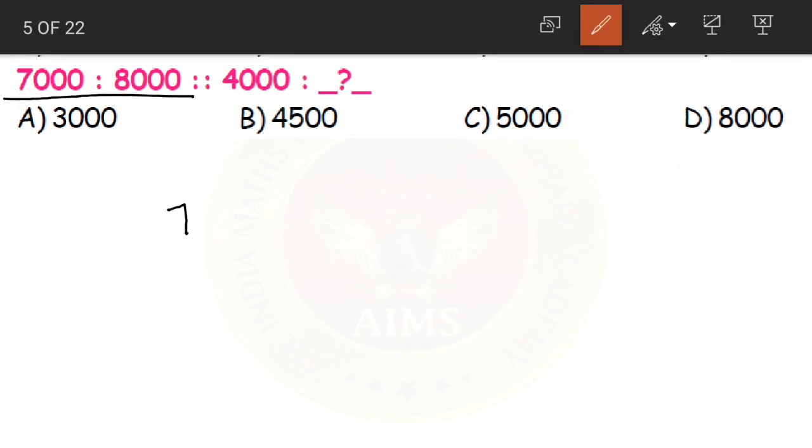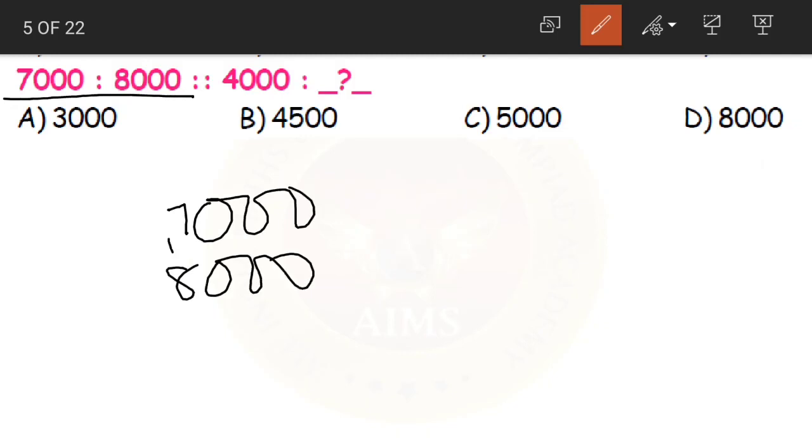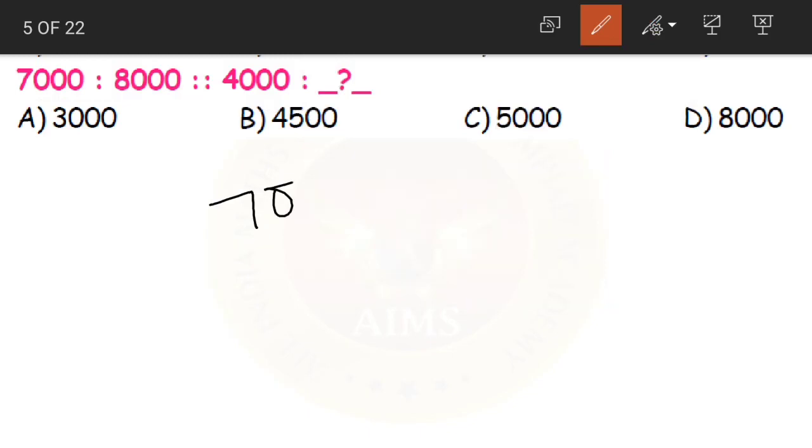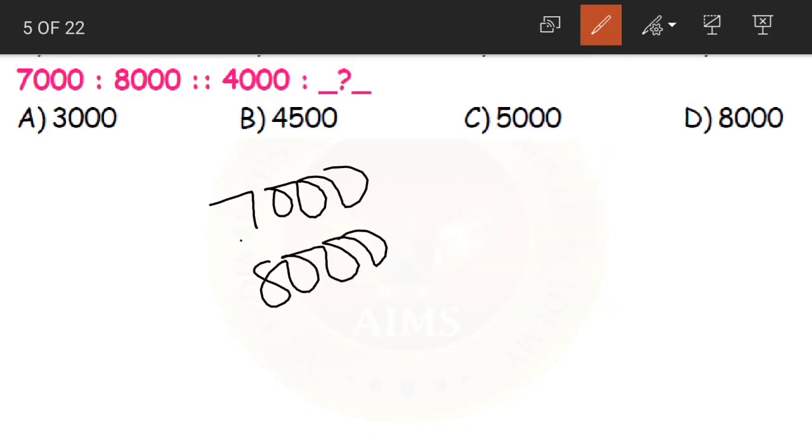We know that after 7 comes 8. So they wrote 7,000, 8,000. That is, they added 1,000 here. 7, 8. In the same way, what comes after 4? 5, right? See children, we are having 7,000 and 8,000. What can you understand from this?